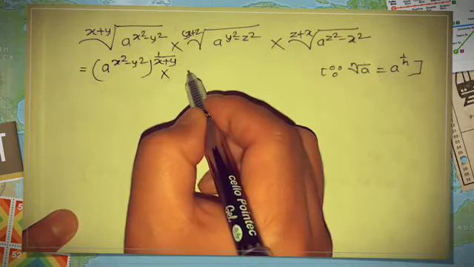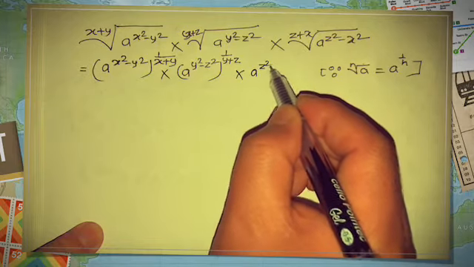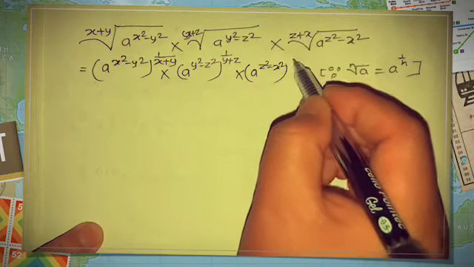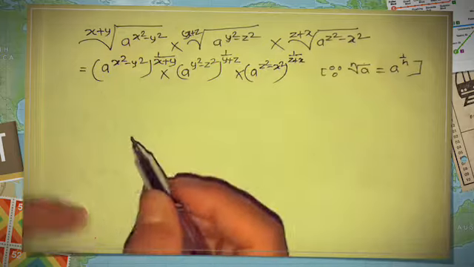Similarly, this is the base, and the order of this root is y plus z, so y plus z we can write in fraction form, that is 1 by y plus z. And here also z square minus x square is the base, and this order we can write in the 1 by z plus x form.